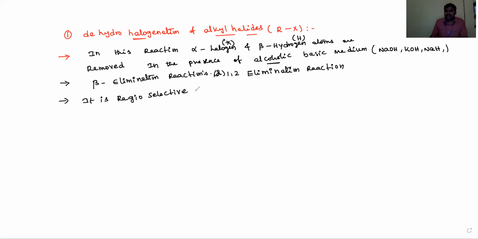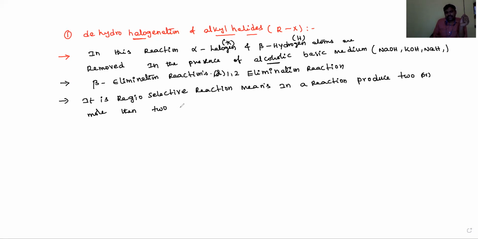What is the meaning of regioselective? A regioselective reaction means that a chemical reaction produces 2 or more products, in which one is the major product. That is called regioselective.